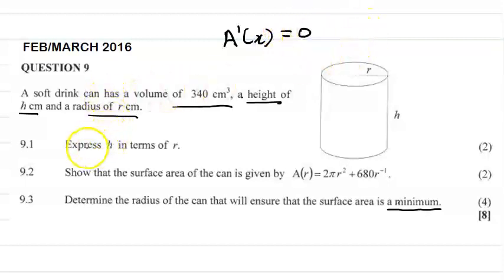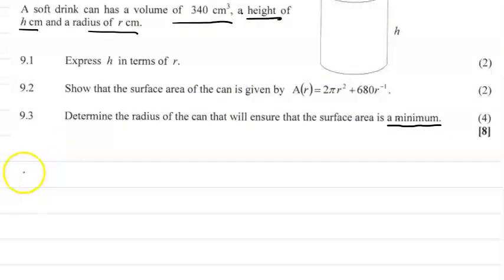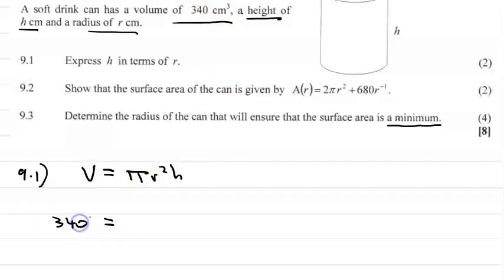Alright, so it says express h in terms of r. So always read and look at what you are given in this particular question. It says that the volume is 340 cubic centimeters. We must express h in terms of r. So for 9.1 we're going to say the volume of a cylinder is equal to, remember, it's a right prism, so it's pi r squared times height. So the area of base times the perpendicular height. Now let's substitute what we are given. 340 cubic centimeters equals pi r squared times height.